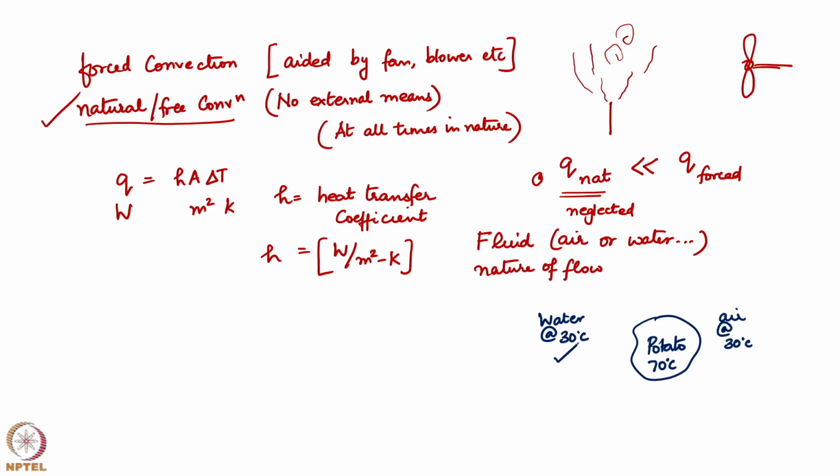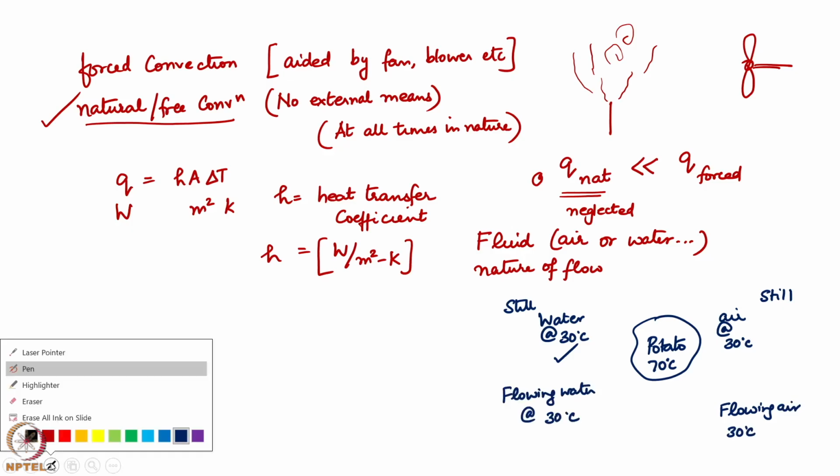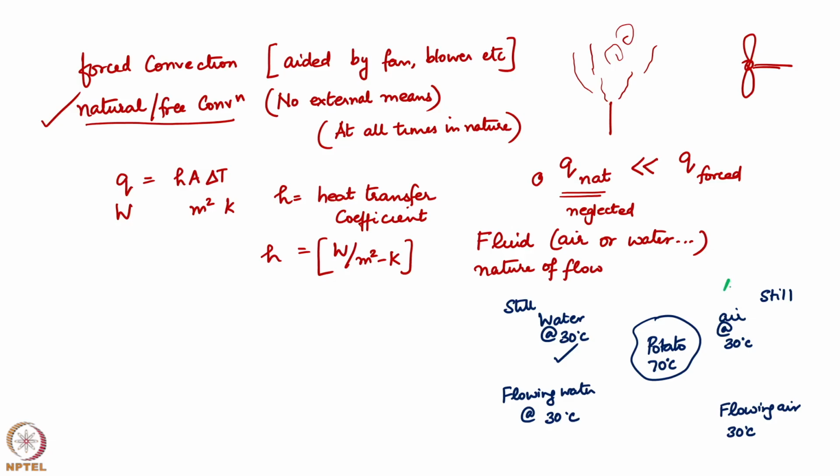We know this will cool faster. This is now still air, this is still water. Another experiment I do, which is flowing air at 30 degree, flowing water, tap water you run and you wash it. So let me just use another color here. So this is case A, this is case B, this is case C, and this is case D.